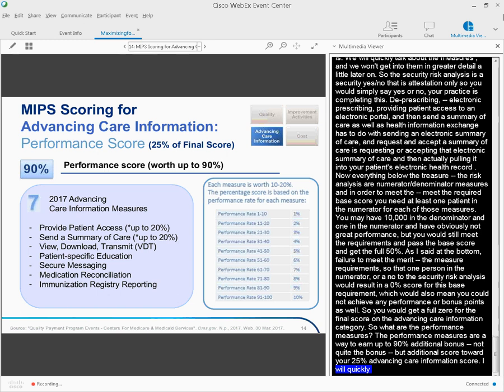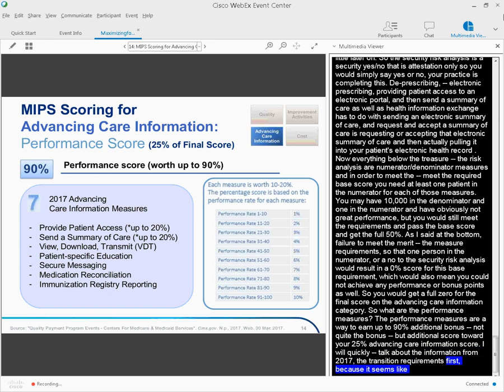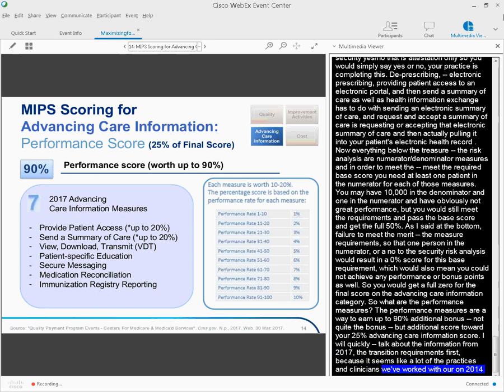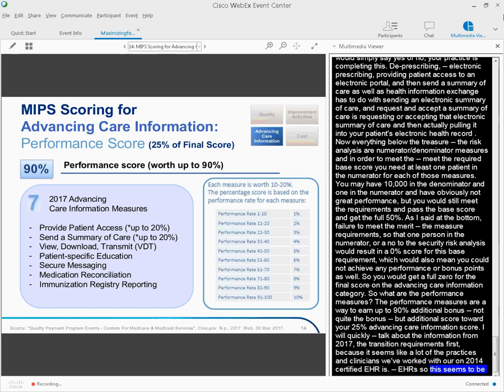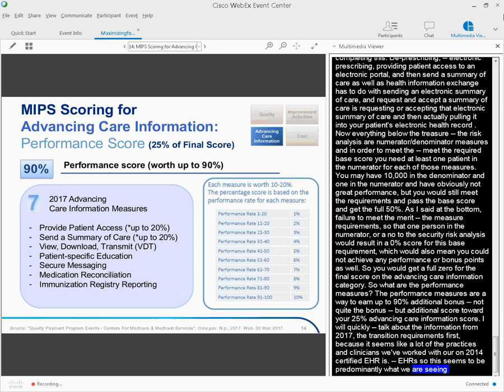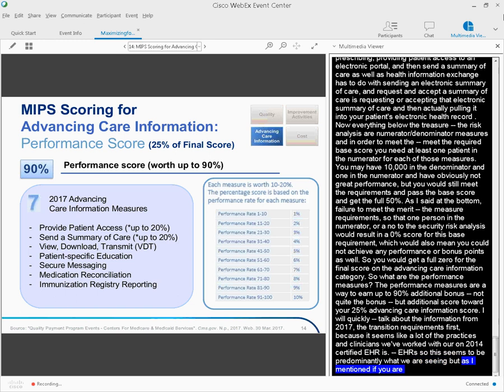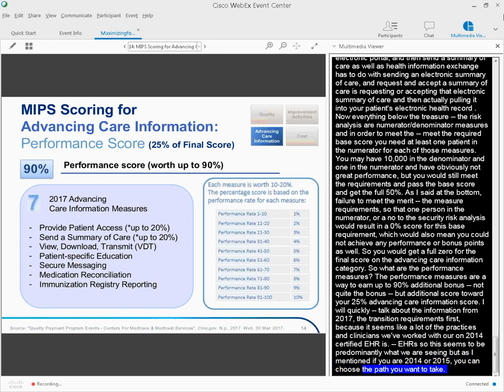So this seems to be predominantly what we're seeing, but as I mentioned, if you're on 2015, you can choose which path you want to take. So some of these measures probably look familiar. As you can see, provide patient access. This actually is up to 20% of your performance score. It's a great way to earn additional points, especially if you're doing a lot of work around patient portal utilization.